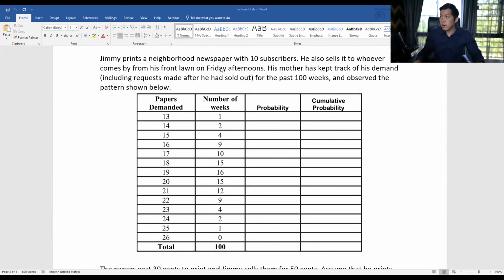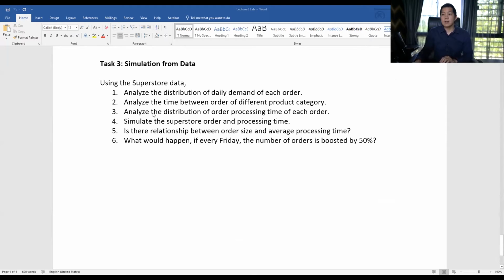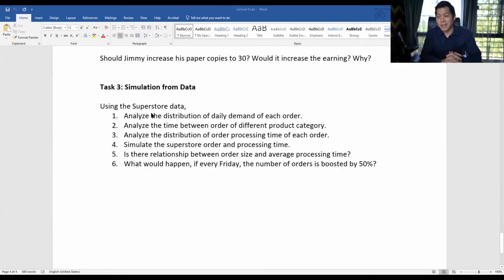Don't worry, what I wrote here will be in the video, so you can review it later on. And for the last one, it is quite challenging. This is now to test your skill. You need to analyze distribution of daily demand, analyze the time between order, analyze distribution of order processing time, and then after you get that, simulate this superstore order and processing time. And what I asked you is that is there a relationship between order size and average processing time? You can use the visualization and analyzing distribution to understand that.